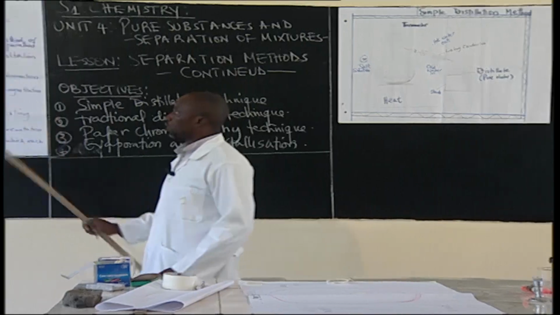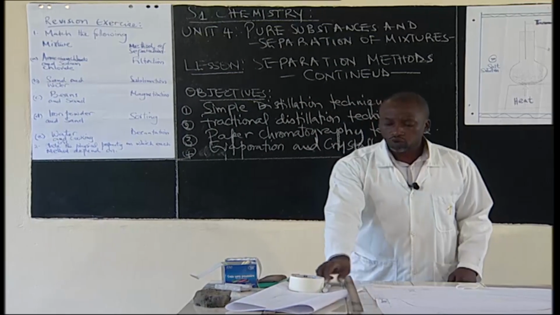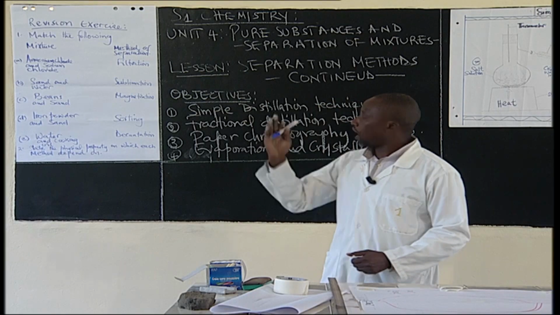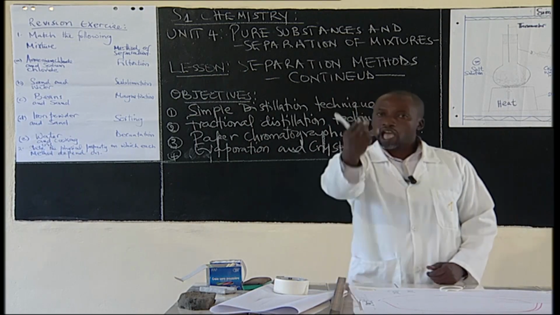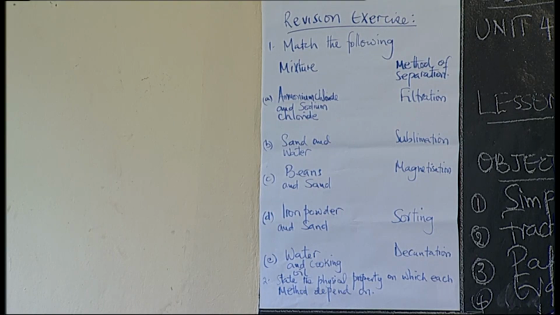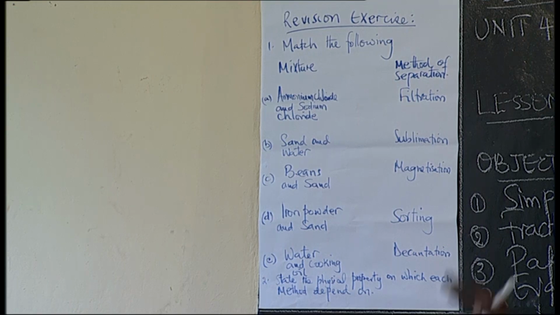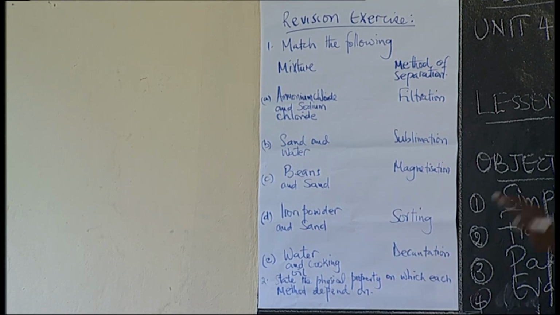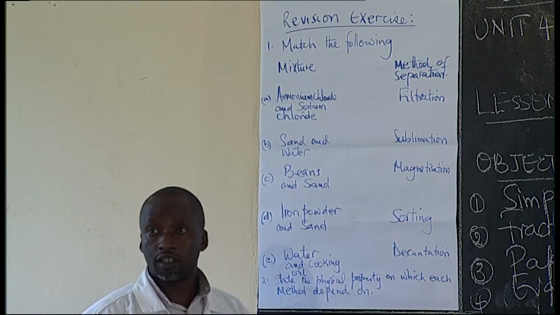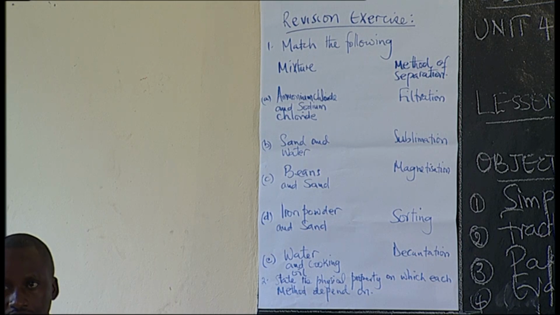Let's come back to this one. When you look at the exercise, it is asking us to match the following. So we have the mixture, and then we have the method of separation. We are asked to simply match the mixture and the method that is used to separate that mixture. So let's start right away with our exercise, and then we work it out together.